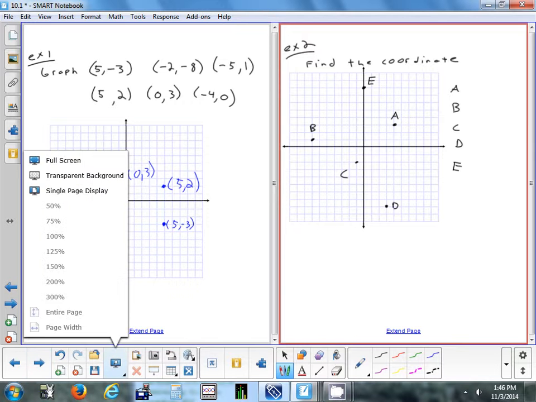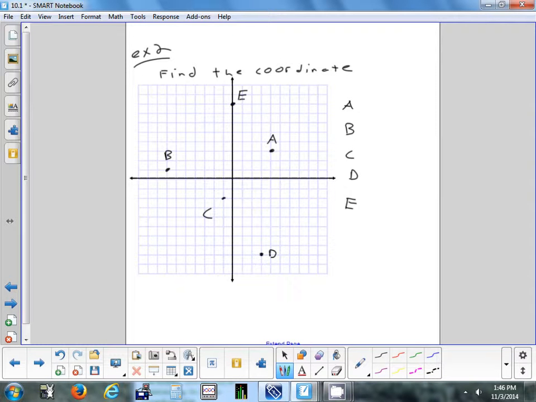Let me make it a little bigger. 3, 4. Okay, go ahead, one more time. 3 or 4. Looks like we're going right 4, so the first number is going to be 4, comma 3. Okay? So 4, comma 3.